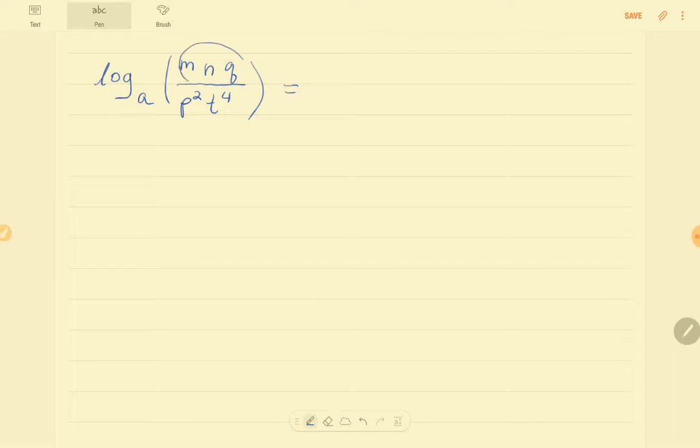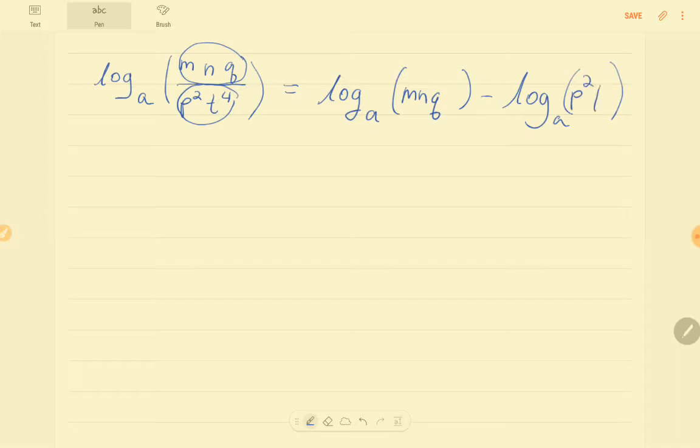So I'm going to look at this as the top and this is the bottom. So I'm going to rewrite this as the difference of 2 logs of base a, with the numerator first and the denominator second. And then we can expand this even more. That is the log base a of m plus the log base a of n plus the log base a of q.